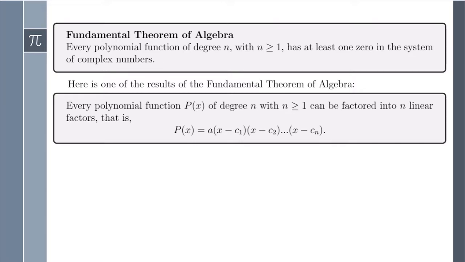One consequence, or one result, of the fundamental theorem of algebra is that every polynomial function p of x of degree n, with n greater than or equal to 1, can be factored into n linear factors, and that can be written as this. So that means if we know the zeros, then we can write the polynomial using this format.